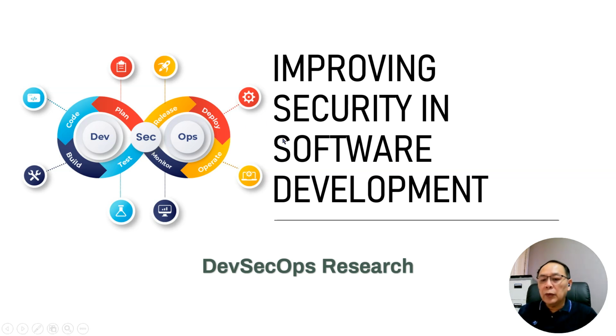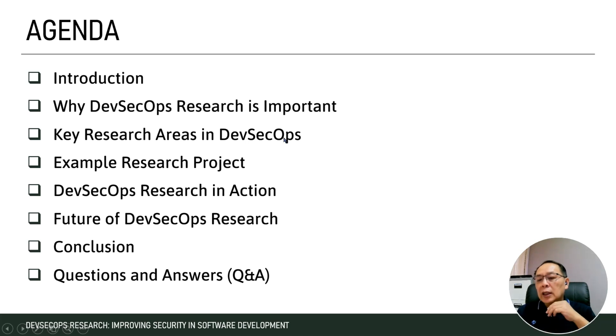Okay, so we'll start with the agenda. There are many things that I wanted to deliver and discuss with you, but perhaps I only have limited time. So let's go ahead and discuss why DevSecOps research is very important. After that, we'll discuss a bit of the key research areas in DevSecOps and also examples of research areas. Finally, we'll talk about the future of DevSecOps research.